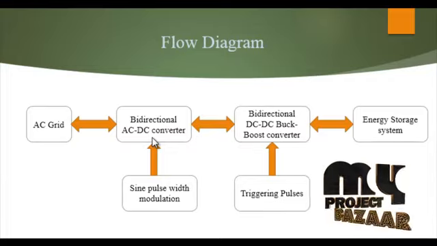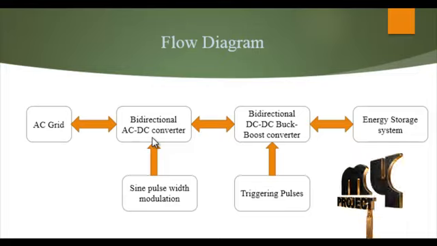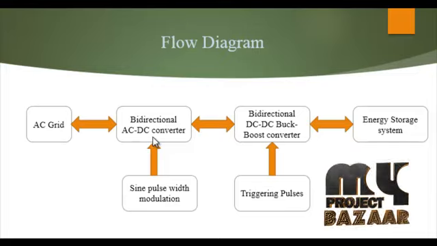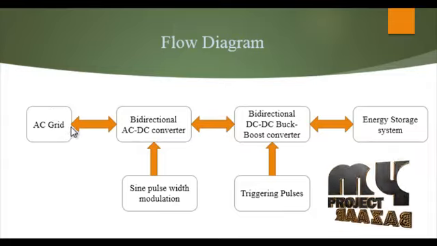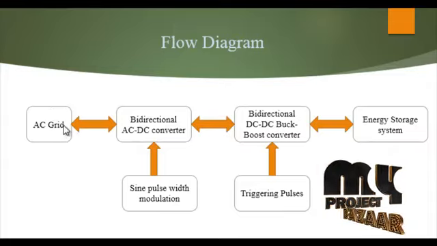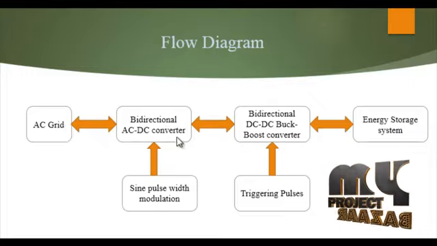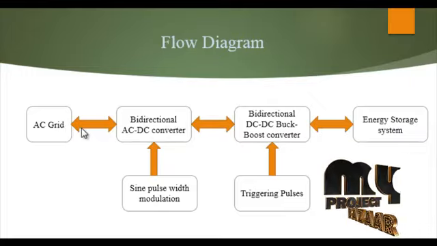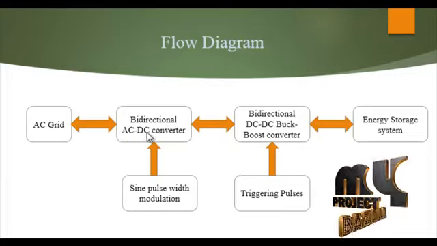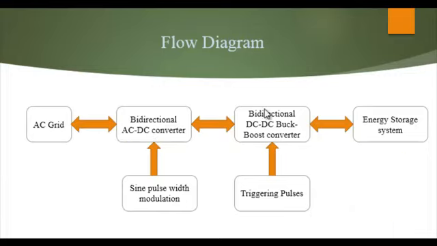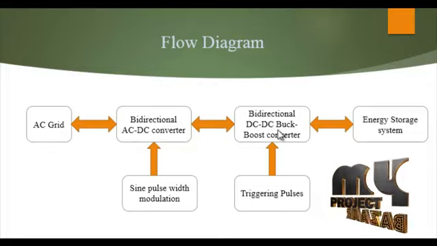First we can see the AC grid. The AC grid is a renewable source, a single line connected to each consumer to use AC power on the load side. The AC grid delivers the AC power to the bidirectional AC to DC converter. The incoming AC signal is converted to DC, and it is then passed to the bidirectional DC to DC buck boost converter.